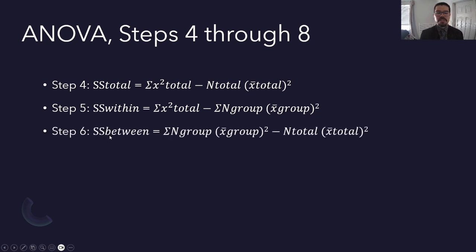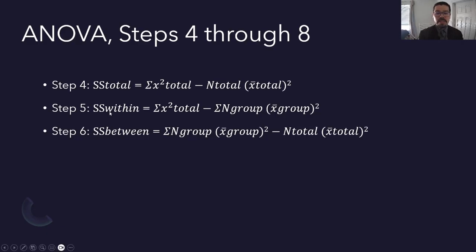Then finally, with the sum of squares between, we have the sum of n group multiplied by the mean group squared, minus n total times the mean total squared. The reason I want to pause here for a moment is notice what's happening with this ANOVA test. We are looking for the sum of squares total. This is the sum of squares that's happening across all of the groups combined.